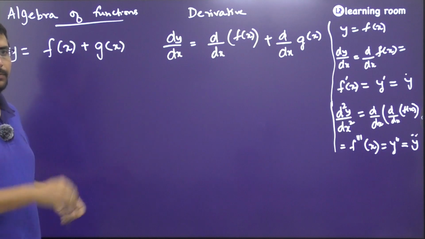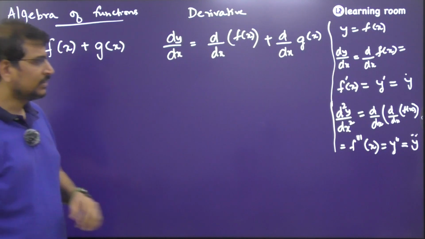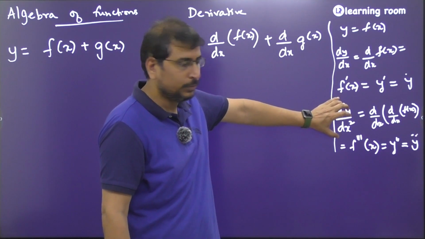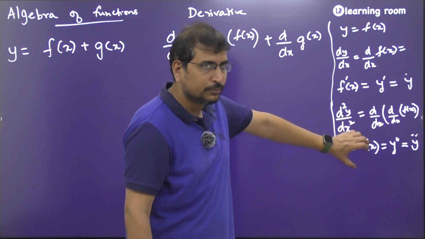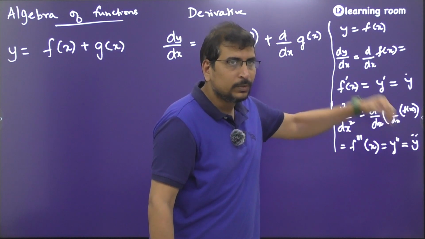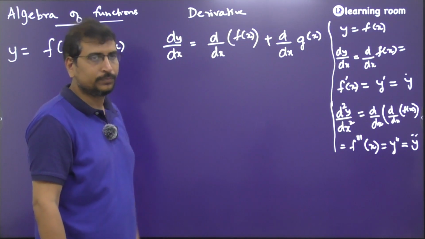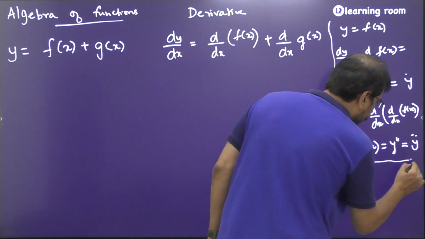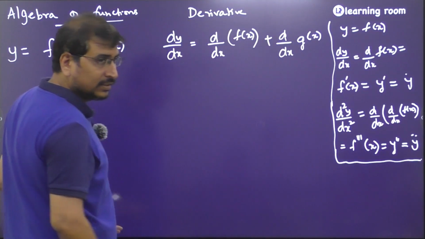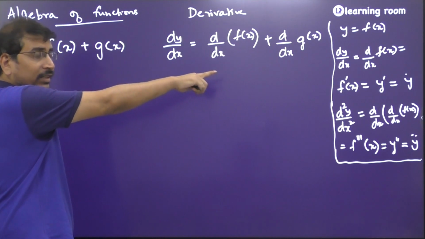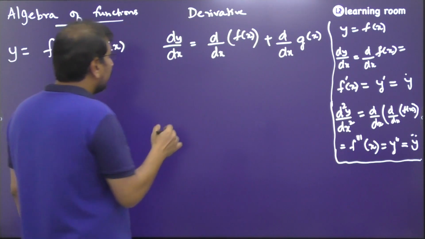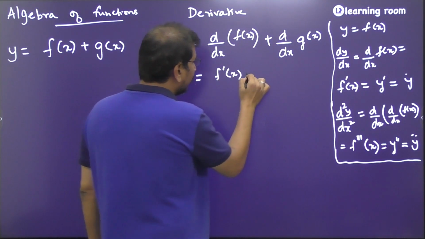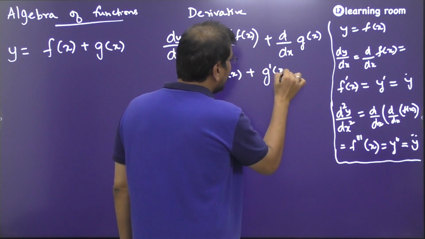Similarly, it keeps going like this. We generally don't use this. If it is d cube by dx cube, then you'll write it as f triple dash of x, y triple dash, or y with 3 dots on top of it. Okay, this is just a notation. Having said this, going forward, I'll be using the dash notation. So I will write this as f dash of x plus g dash of x.